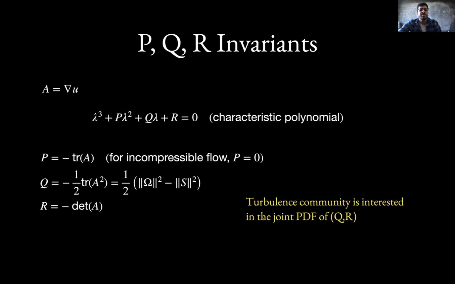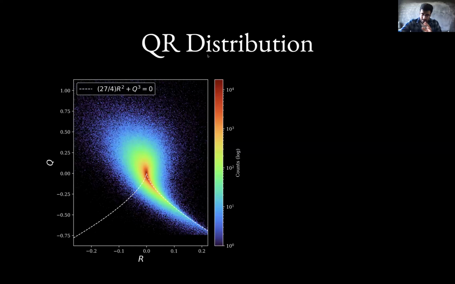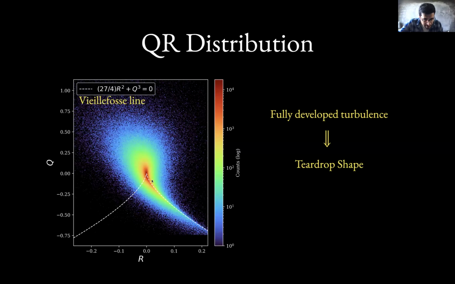So the turbulence community is often interested in the joint probability density function of Q and R. If you look at the QR distribution of the direct numerical simulation, this is what it looks like. Fully developed turbulence is often characterized by this teardrop shape, and this curve called the Vieillefosse line is called the zero discriminant line. The right tail of this line has higher probability accumulation. If you take the PDF of Q and R, the values often tend to accumulate along the right tail of this line in homogeneous isotropic turbulence, and that's what we observe here. So classically, the physicists and fluid mechanics community is interested in the QR distribution because it tells a lot about the nature of these flows.